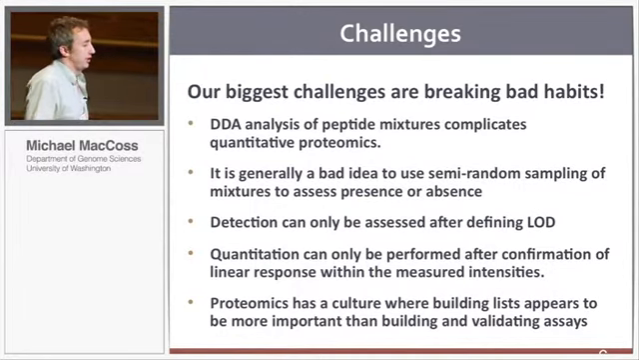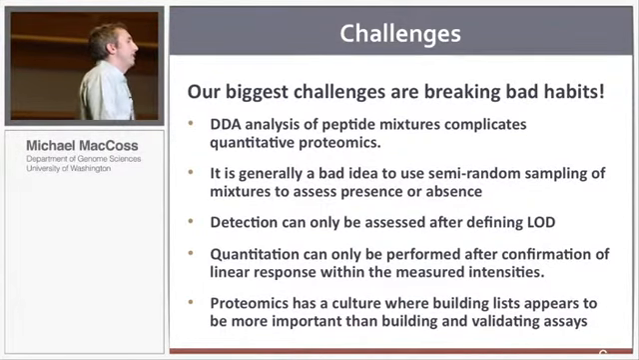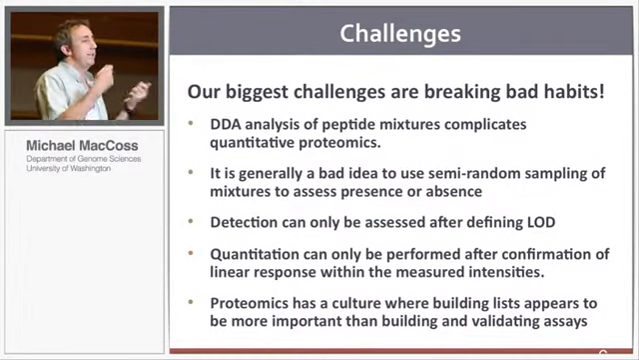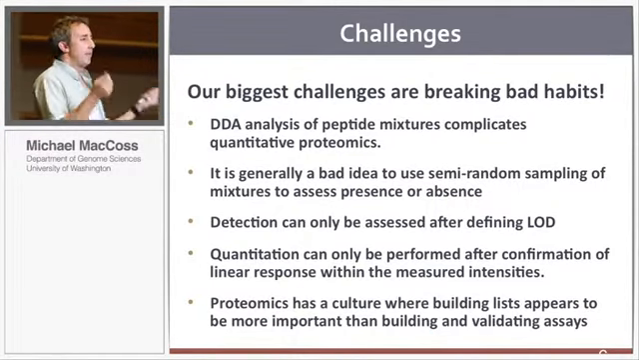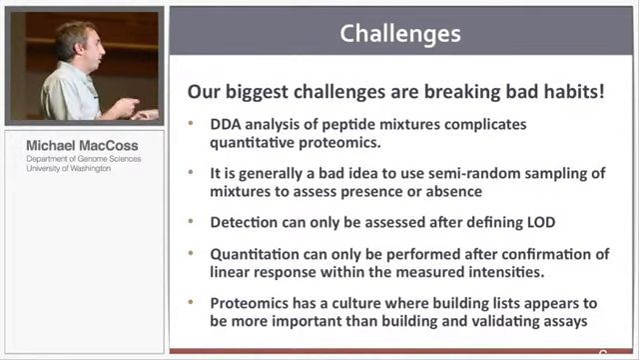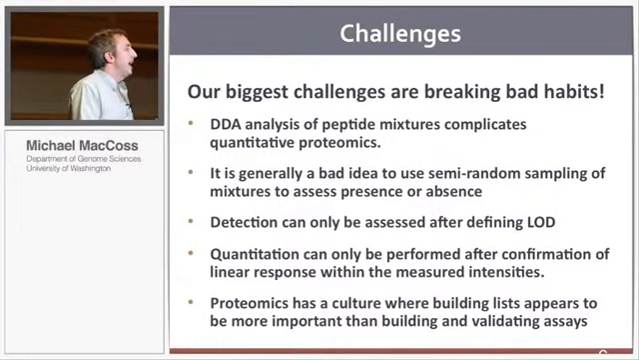We've just been teaching a short course this last day or so, and this is one of the things we harp on a lot. Proteomics also has a culture where building lists appears to be more important than building and validating assays. Pretty much every other field in mass spectrometry focuses on building an assay, validating the performance of that assay, then working on what it takes to disseminate that assay to other labs. I think we're really going to have a hard time as a field if our figures of merit come to be how many peptides we identified. Ultimately, we have to focus on the figures of merit of our measurements and how we go about disseminating those measurements to other labs.